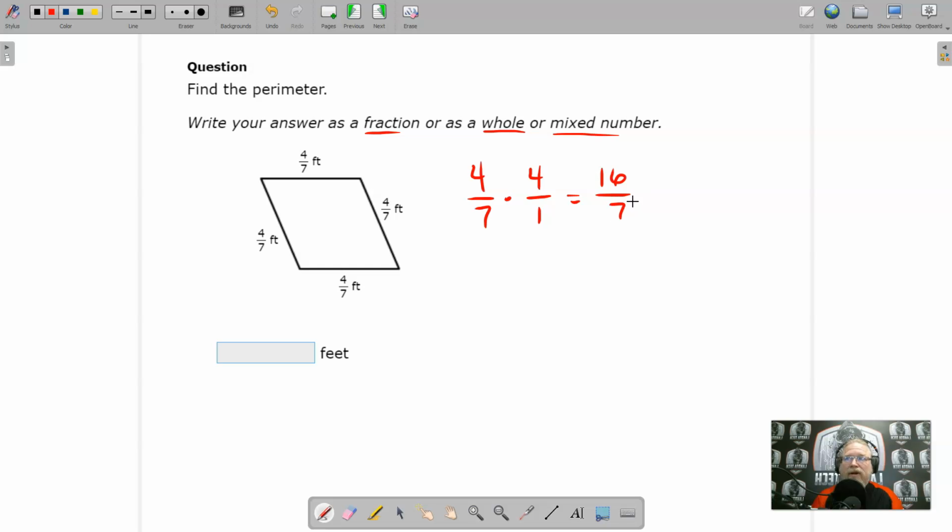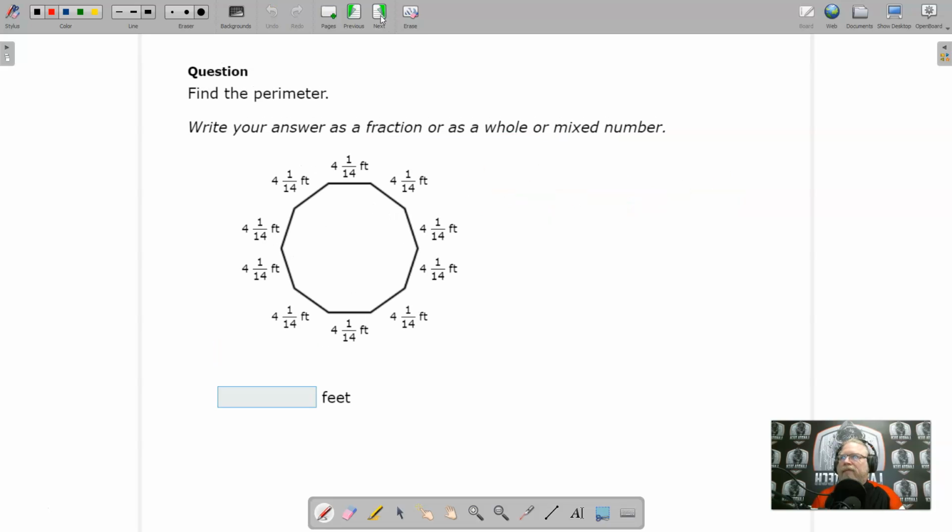However, this is an improper fraction, and our answer has to be a fraction, a whole number, or a mixed number. So let's turn this improper fraction into a mixed number. 7 will go into 16 twice, right? 7 times 2 is 14. That'll leave a remainder of 2. That becomes our numerator, and our denominator stays the same. So 2 and 2 sevenths is the perimeter for this parallelogram.